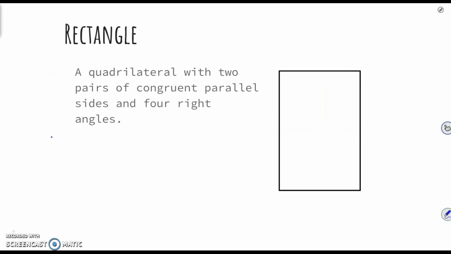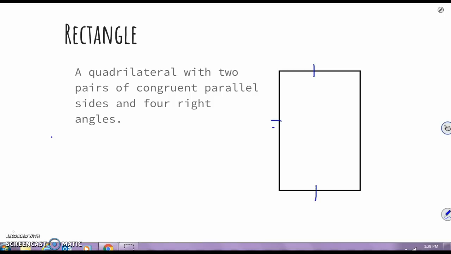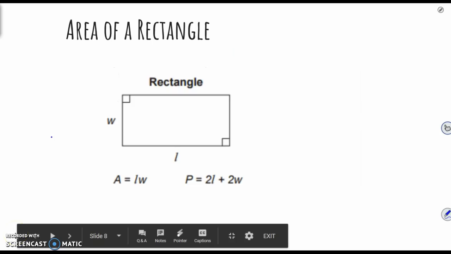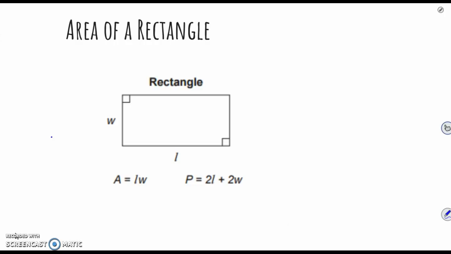So a rectangle, which is also a parallelogram, is a quadrilateral with two pairs of congruent parallel sides and 4 right angles. So on a parallelogram, opposite sides are parallel, opposite sides are congruent. To find the area of a rectangle, we use the formula area equals length times width.